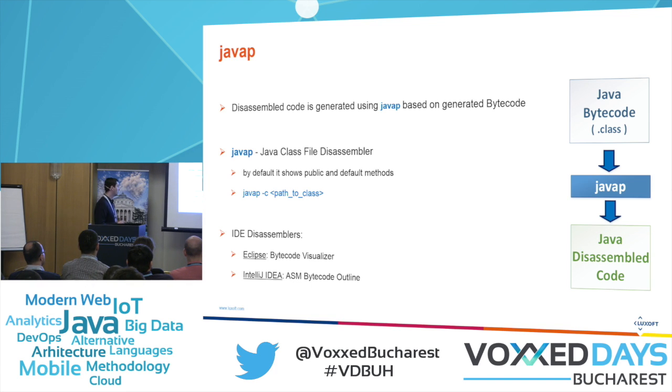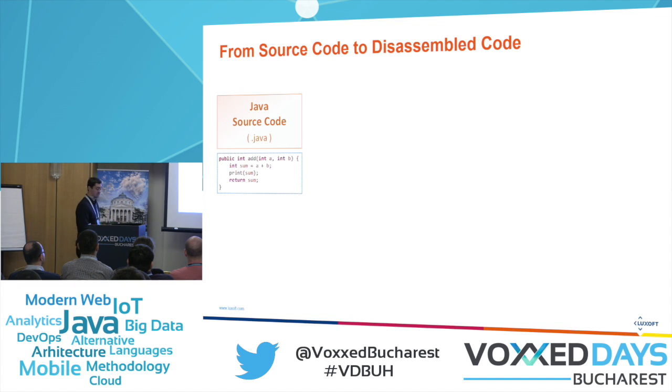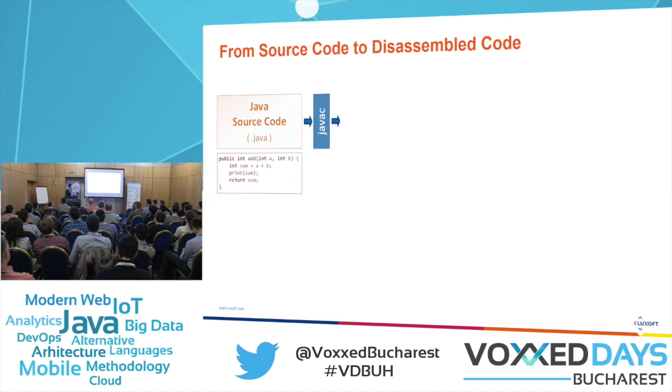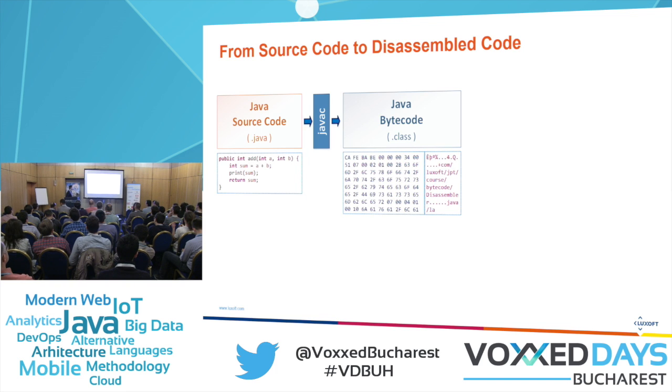If you are not a fan of command line tools, I would suggest, for Eclipse, there is a bytecode visualizer plugin, and for IntelliJ IDEA, there is ASM Bytecode Outline. But let's take a look at what we have discussed until now. We have initially the source code, and for the source code, we have this trivial method that receives two parameters, does the sum, prints the sum, and returns the sum. We compile this code by using javac, and we end up with this .class file.